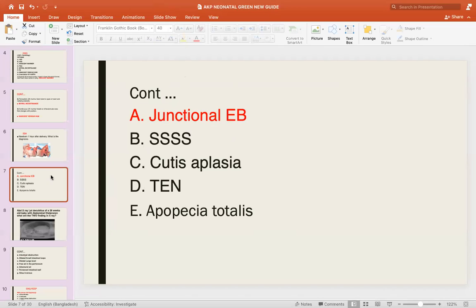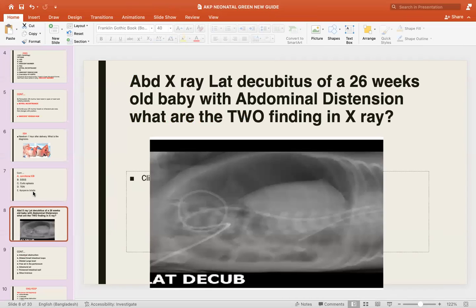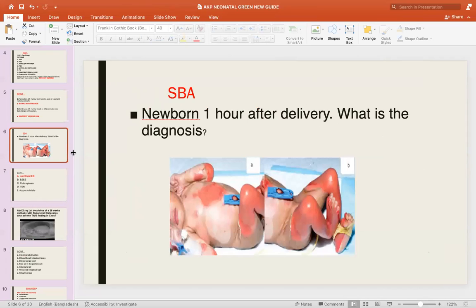Next question. So this was a single best answer. Okay, this is a radiological question. This is also a radiological question.